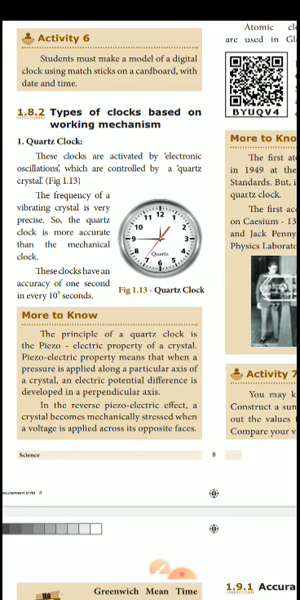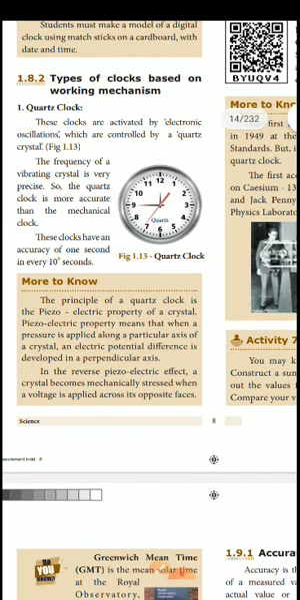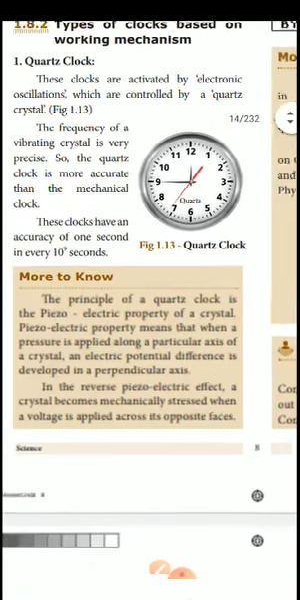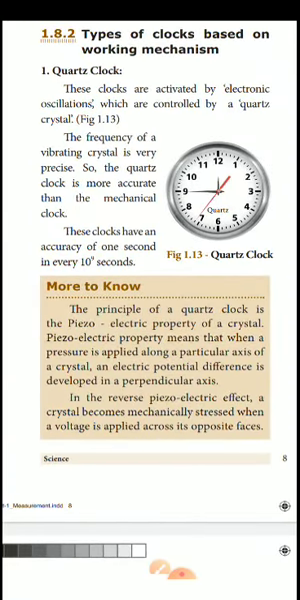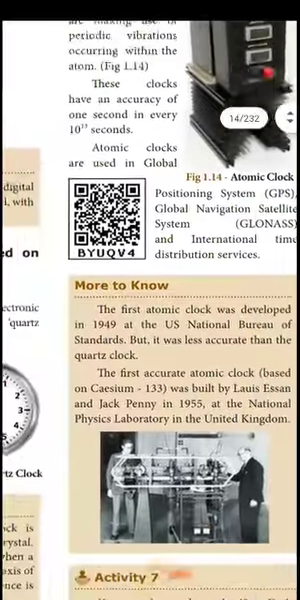What are they? The clocks activated with electronic oscillation, it's a quartz crystal. The frequency of the vibrating crystal is precise, so the quartz clock is more accurate. So which clock is more accurate? Quartz clock, correct. Because it is a very accurate clock, 1 second error in every 10 to the power 9 seconds. So accurately we can calculate that.